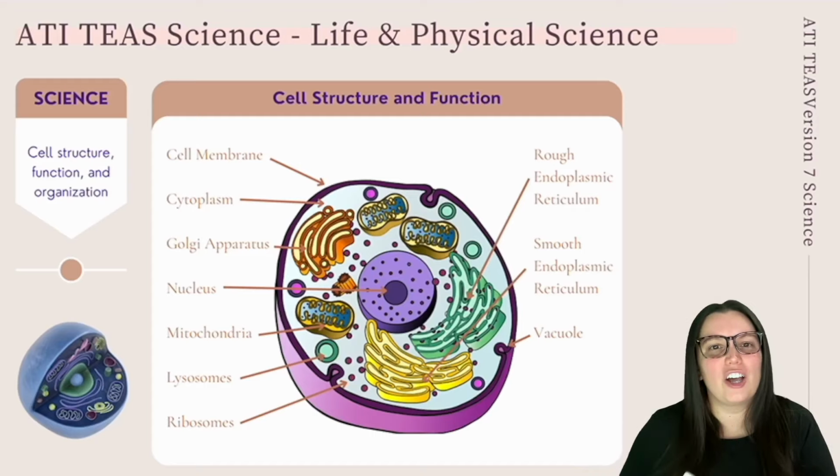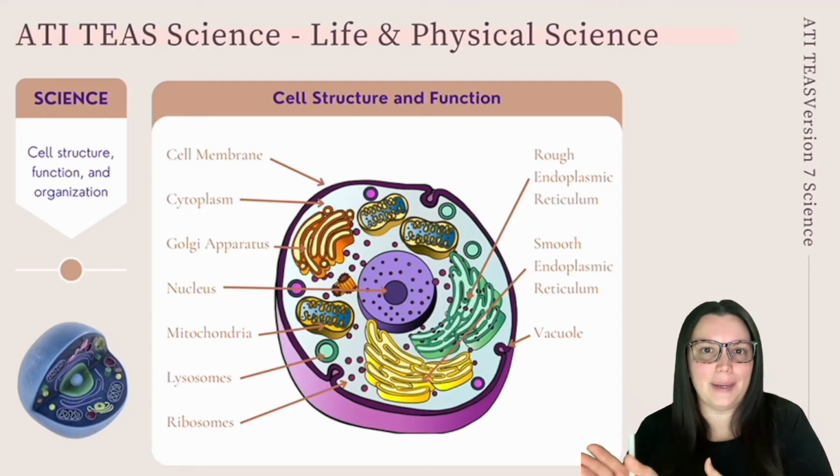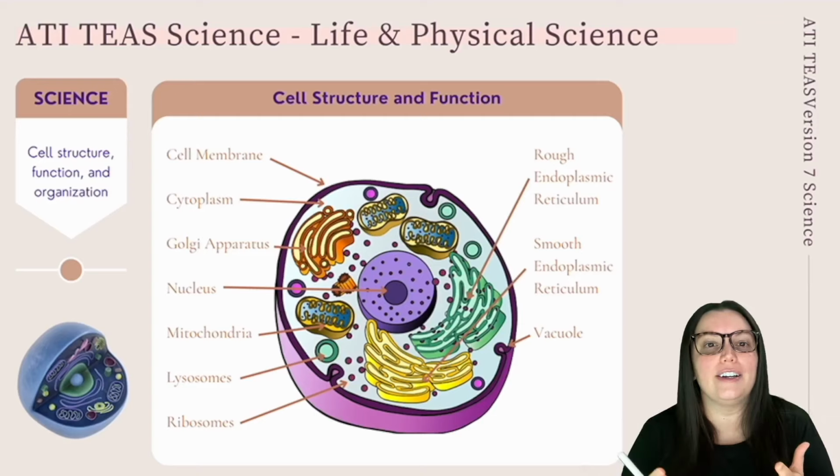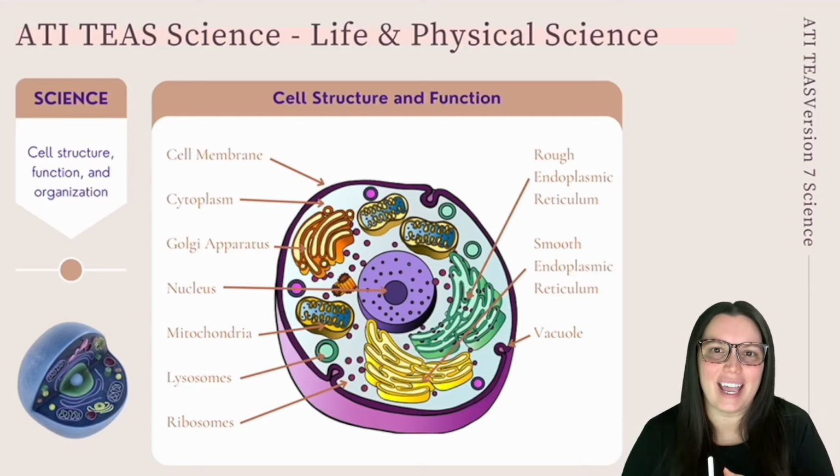The mitochondria is an organelle that produces energy for the cell. They convert nutrients into ATP, which is the cell's energy source. The nucleus is an organelle that contains the cell's hereditary information, also known as DNA. DNA is responsible for the cell's growth, reproduction, and function.